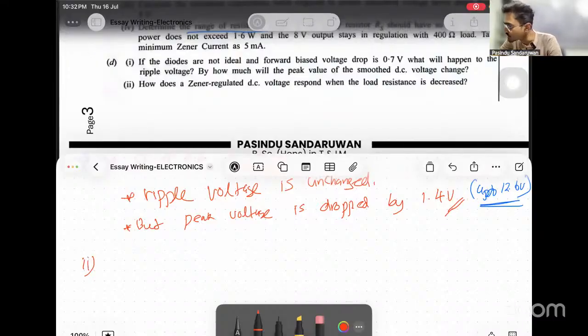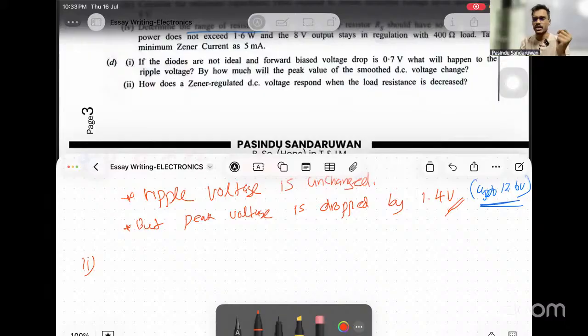Second one: how does a Zener regulated DC voltage respond when the load resistance is decreased? What is going to change? The main feature of a Zener diode is that it does not change its Zener voltage even though the current through the Zener diode changes. Even though the current changes, VZ, the Zener voltage, is unchanged. That's the most unique feature of a Zener diode.